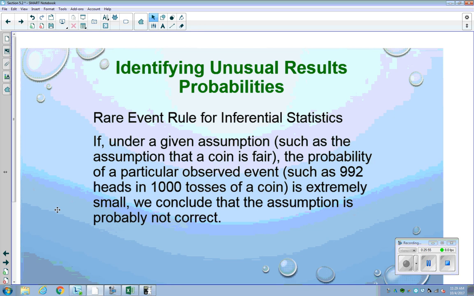Okay, so rare event rule. The probability of a particular event, such as a coin toss, 992 heads in 1,000 coin tosses. Sometimes you just have to make the assumption. Just use your gut. If I flipped a coin 1,000 times, would it be logical that I would get 992 heads? You'd want to check that coin out, right? Something's not fair about that coin. So sometimes you just have to identify unusual results using the assumption that it's probably not going to happen.